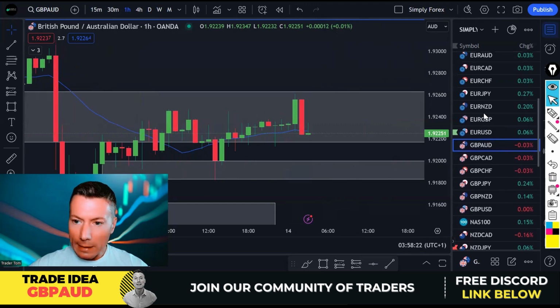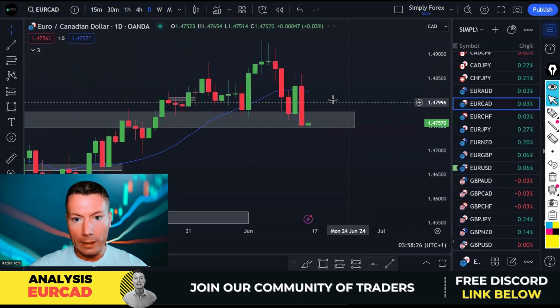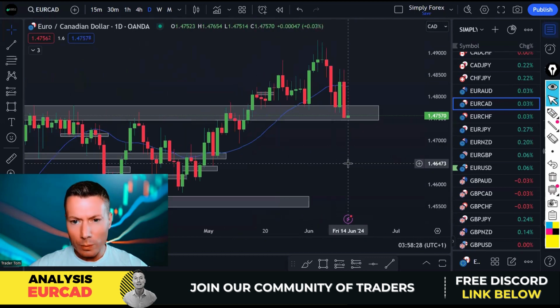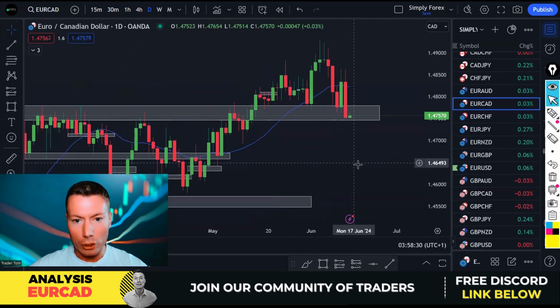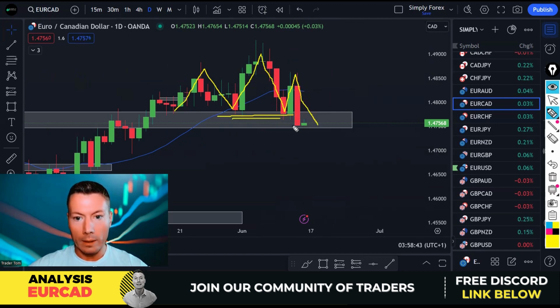There's one other trade. Let me just show you quickly. I am looking at Euro Canadian dollar. And why am I looking at it? Because we've literally just had a fresh structure break, right? You know, if we just follow structure, right, bang, we have broken these lows. We have lower lows. And look how bearish that candle is, right? We know there's euro weakness as well.